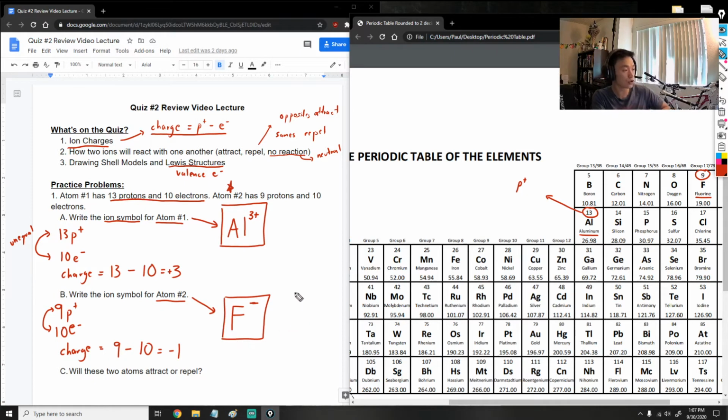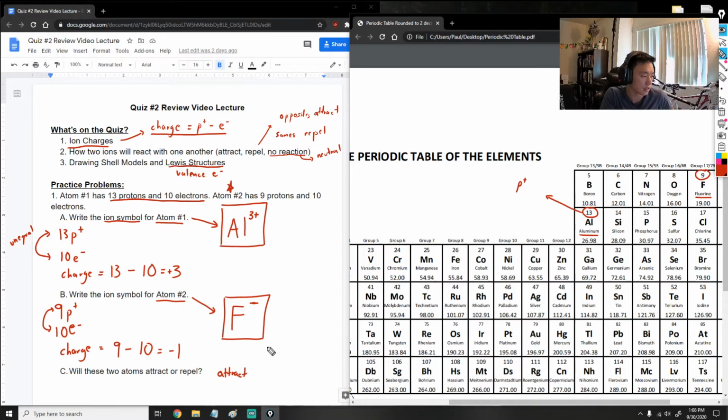Okay, so we have our 2 atoms now. Atom number 1 is Al3+. Atom number 2 is F-. For the next part, part C, will they attract or repel? If you notice, this one is +3 and this one is -1. So if they're positive and negative, are they going to attract or repel? Hopefully you said that they attract.